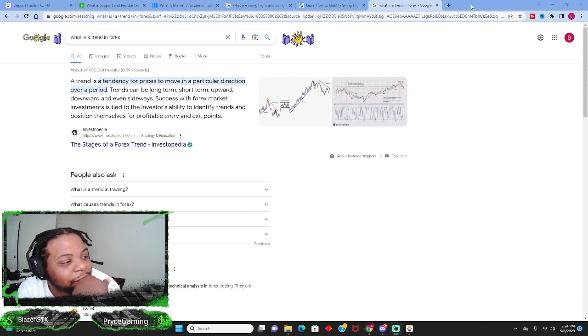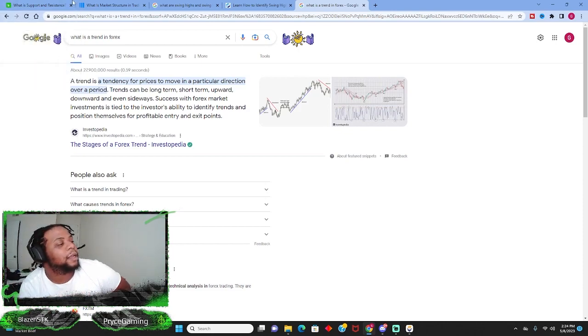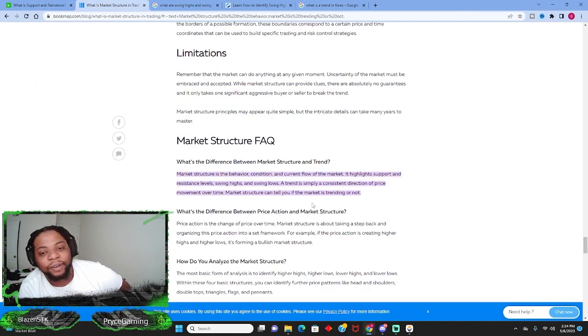So we're gonna break down all the little quick stuff. Can't learn market structure without learning all of these. So with that being said, first of all, let's figure out market structure.